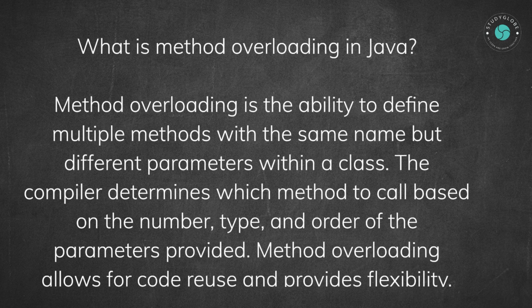What is method overloading in Java? Method overloading is the ability to define multiple methods with the same name but different parameters within a class. The compiler determines which method to call based on the number, type, and order of the parameters provided. Method overloading allows for code reuse and provides flexibility.